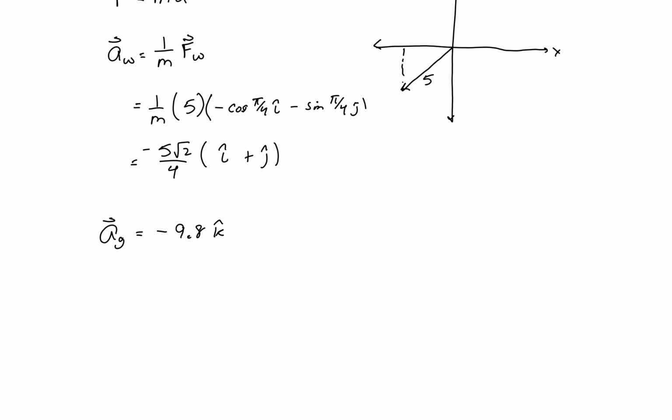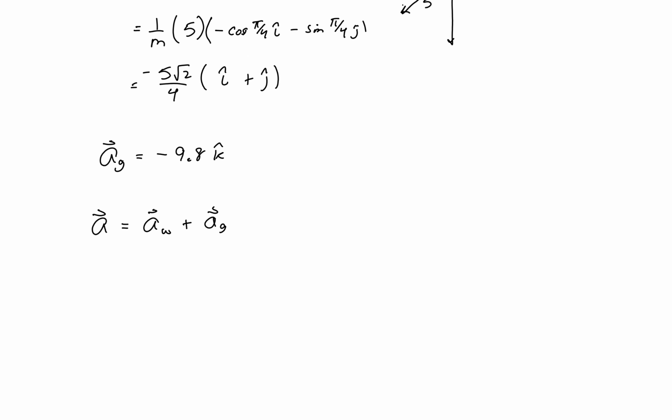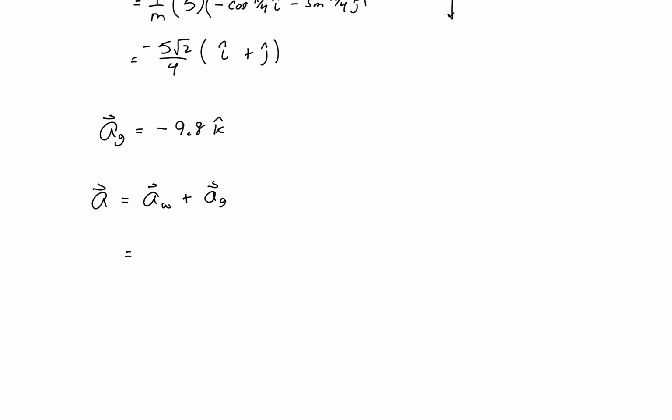So our total acceleration then is the acceleration due to the wind plus the acceleration due to gravity. And so this is minus 5 root 2 over 4 i minus 5 root 2 over 4 j minus 9.8 k. So that gives us our first vector that we need. So now we want to look at the velocity here.